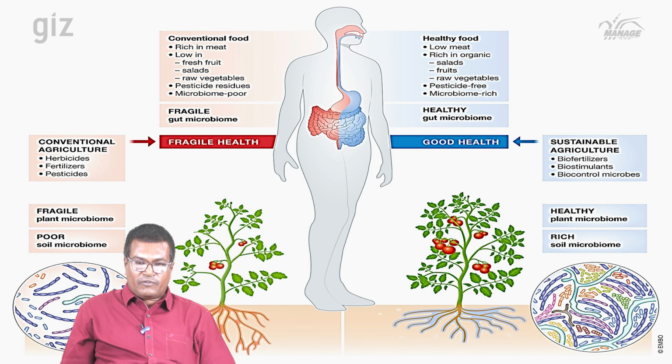To have good health of human beings, you need good food, which needs good healthy plants. To have good healthy plants, the soil should be healthy. So, soil health is directly proportional to human health. This health of the plant is brought about by microbes inside the soil.